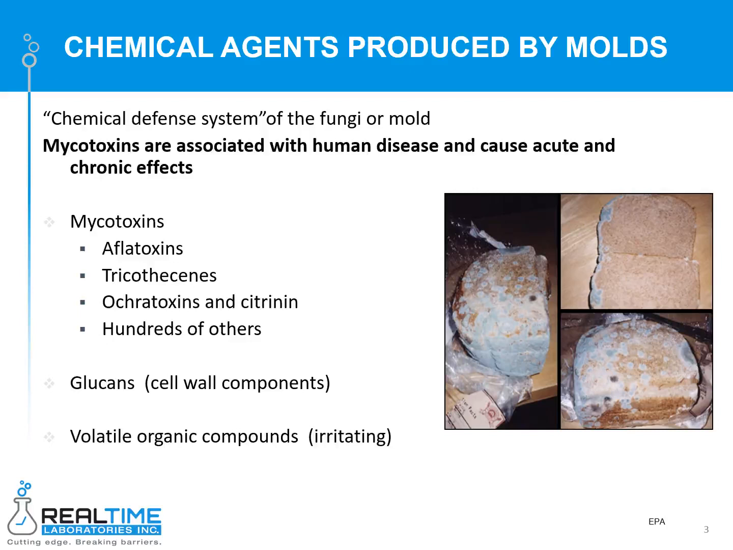The trichothecenes inhibit protein synthesis, so they stop all the protein synthesis going on in the cells. They can cause anemia, and it has been noted that they can cause a pulmonary hemorrhage, or blood coming from the lungs. Ochratoxins and citrinin can cause nephropathy and immunosuppression. Aflatoxins are hepatotoxins, or liver toxins, and they are carcinogenic, or they produce carcinogens. The glucans are cell wall components, and the volatile organic compounds that they produce are very irritating to skin, eyes, and organs.